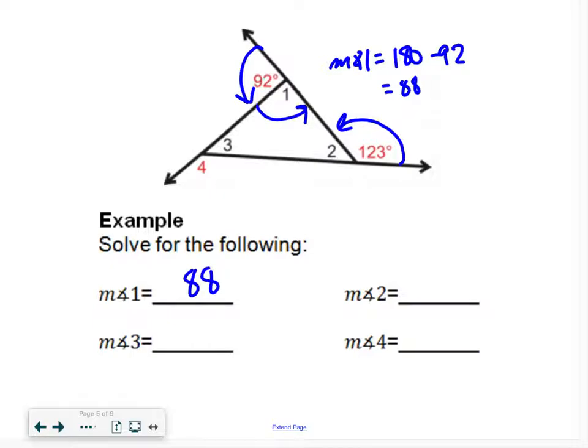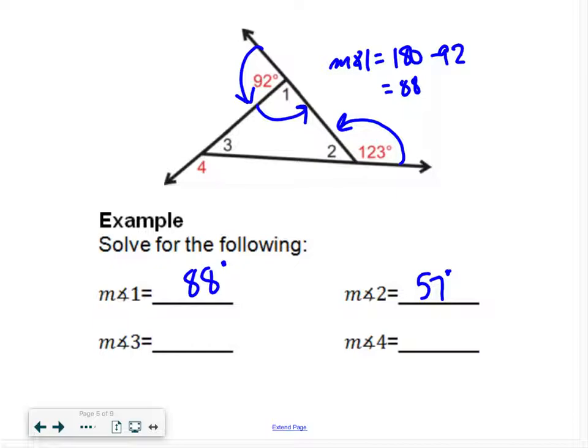Next, the same logic applies for angle 2. Let's see if you can figure it out. I'd pause it right here if you can and figure it out yourself. All right, so you should have gotten 57.